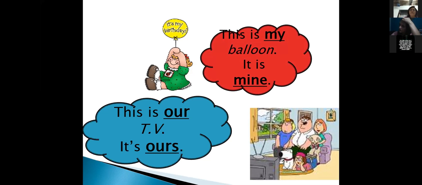That's right. Miren la segunda. This is my balloon. Balloon is the noun. My is the possessive adjective. But in sentence number two, you say it is mine. No hay nada después del possessive pronoun. Porque según la regla, no usamos nada después del possessive pronoun. No hay un noun. ¿Cierto?